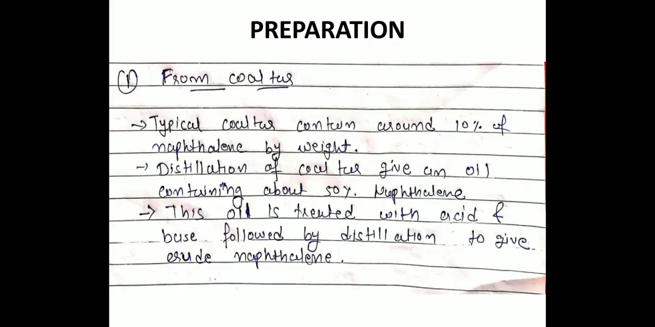Now we start the preparation methods of naphthalene. The first method is from coal tar. Coal tar is a product of coal processing like hydrogenation of coal, distillation of coal. This coal tar contains around 10% naphthalene by weight. Distillation of coal tar gives an oil which contains around 50% naphthalene. This oil is treated with acid and base to remove impurities, followed by distillation to give crude naphthalene which is around 95% naphthalene.